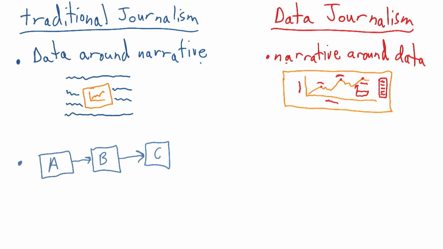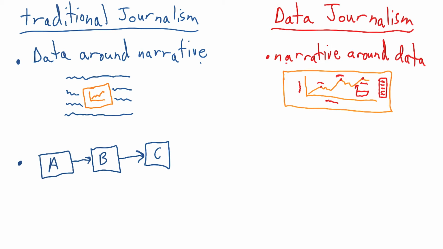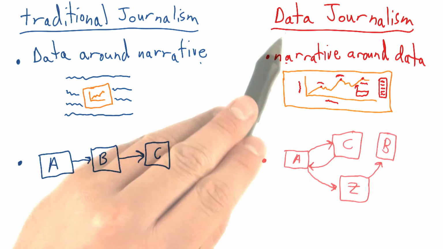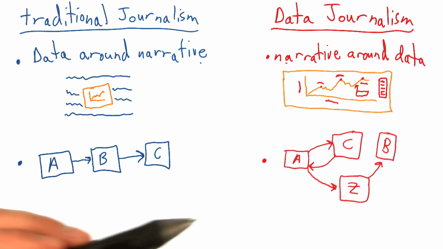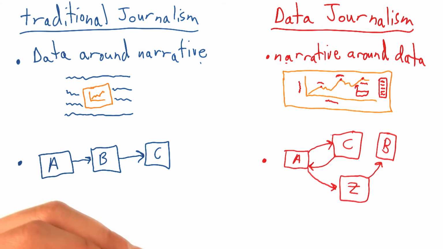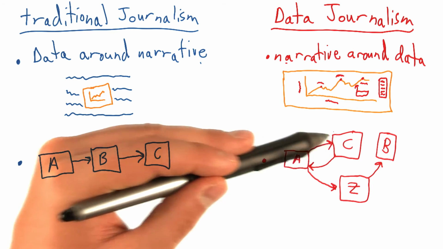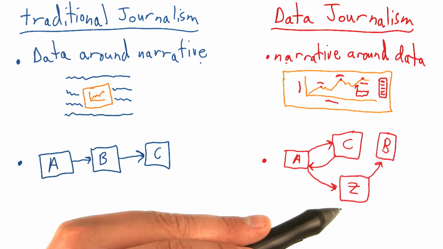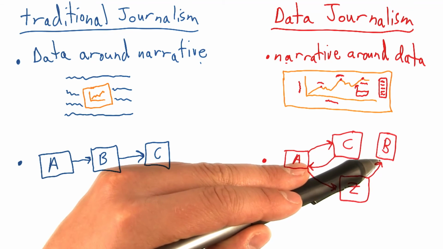The second difference I want to point out is that traditional journalism often presents its information as a sequence of events, A, then B, then C, to create a linear narrative. Data journalism, on the other hand, leverages interactivity to enable much more complex and varied narrative structures, allowing the user to discover their own data story, possibly going from event A to event C, back to event A, maybe going to some external article or other information Z, which leads back to conclusion B.